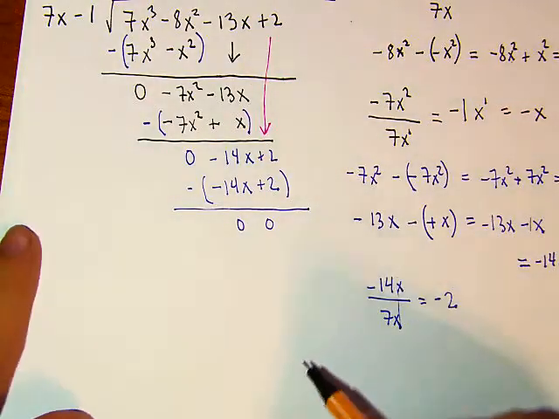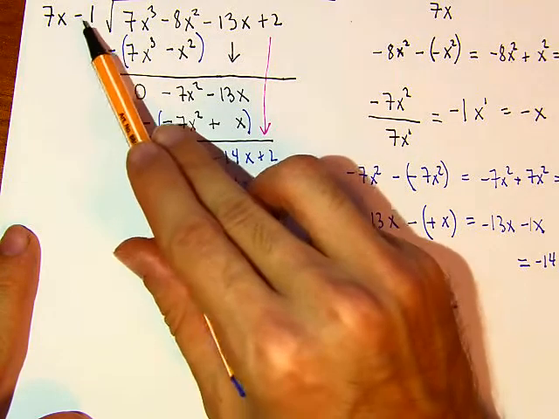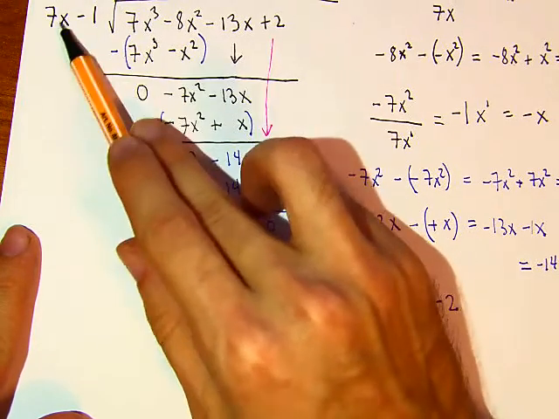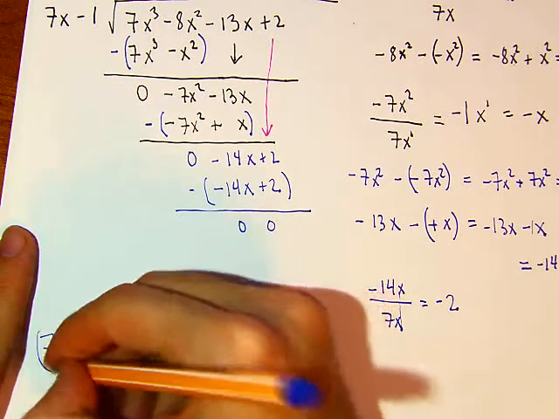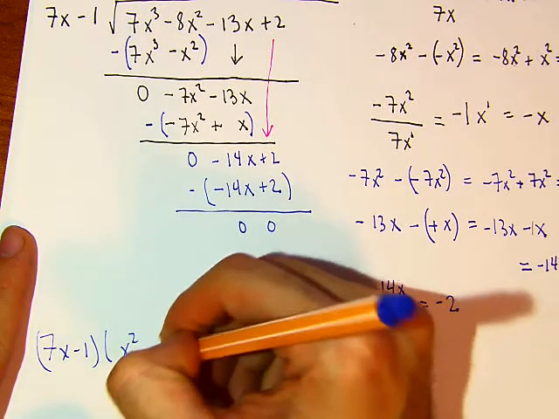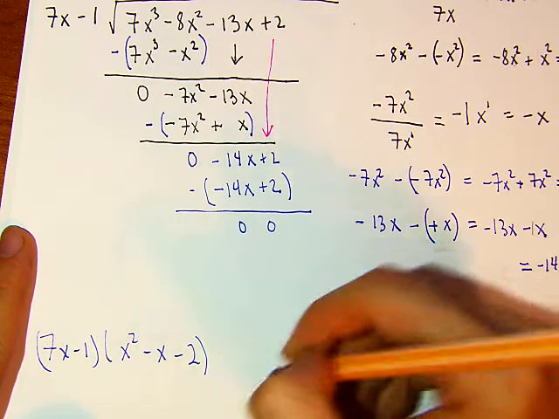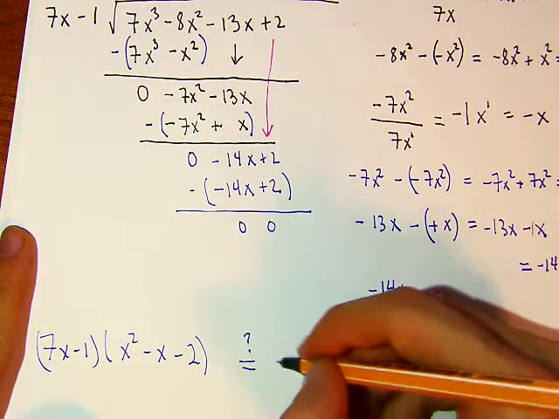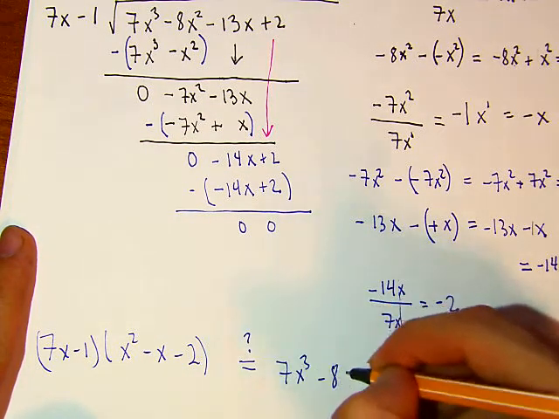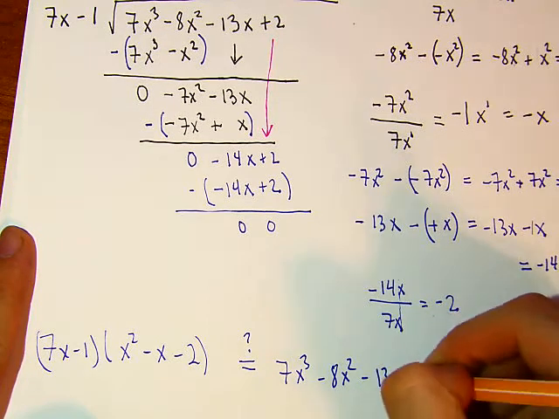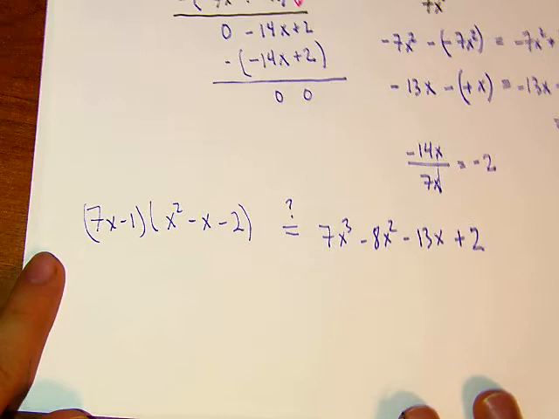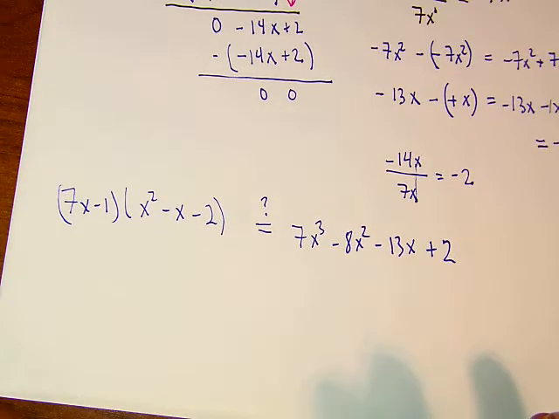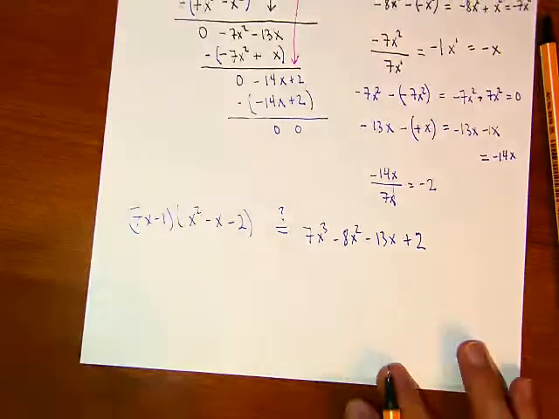And how can you check? I mean, we'll just do it very quickly, but how can you check? What is this whole thing times this? What is 7x minus 1 times x squared minus x minus 2, is it equal to 7x cubed minus 8x squared minus 13x plus 2? Yeah, it will be. But for your own sanity, you should check for yourself to see that this is good.